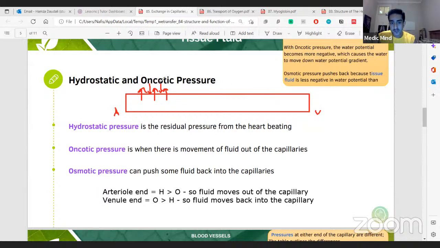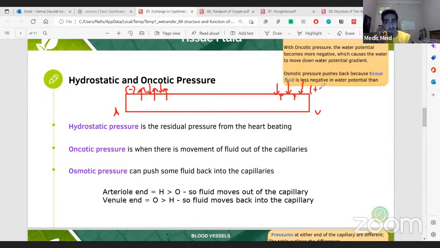So the osmotic pressure here at the arterial end is negative because there's more fluid going out. So there's a net negative fluid. But at the venous end, because there is more pressure pushing in than pressure pushing out, the osmotic pressure is positive.